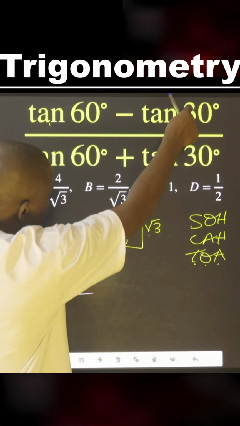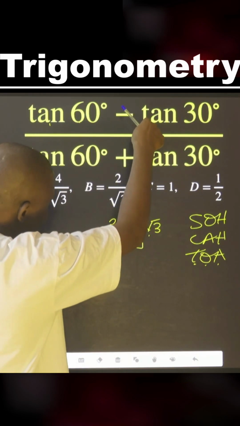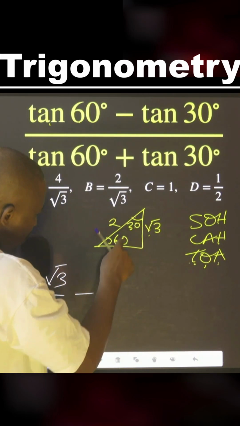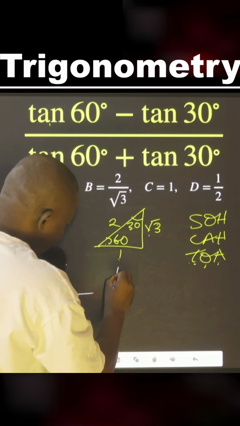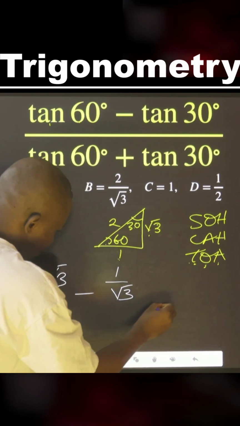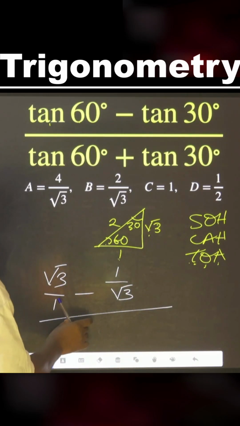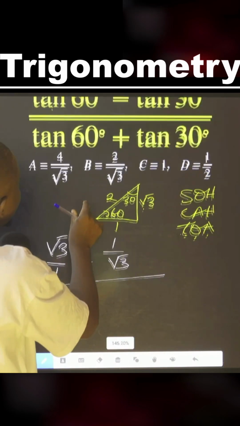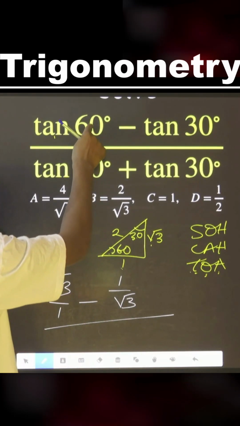Minus, we go for 30. And it is still tan: opposite over adjacent. 30, opposite over adjacent. That is 1 over the square root of 3. All over, we go for the denominator now. Tan 60. As you can see, tan 60, tan 60.